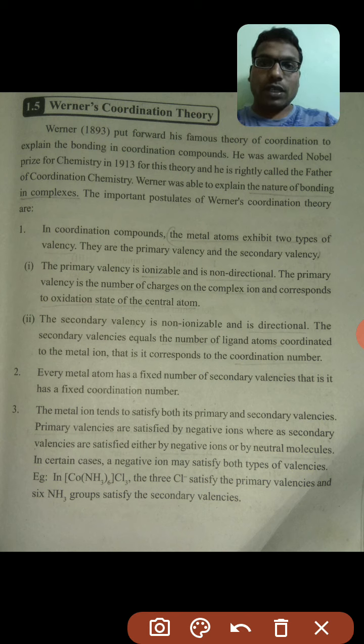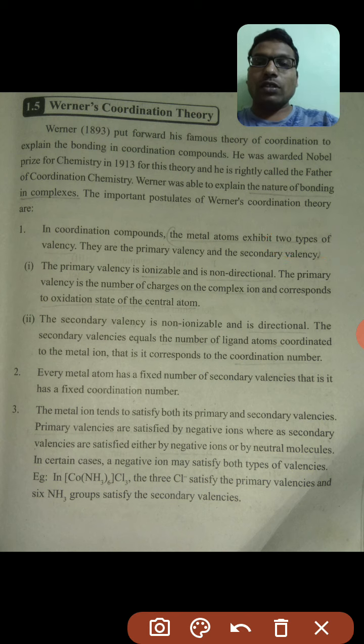Next we'll go for the secondary valency. The secondary valency is non-ionizable and directional. It has direction, that's why we call it directional. Generally, the secondary valency is equal to the number of ligand atoms, which corresponds to the coordination number. The secondary valency is represented with a thick line. So according to Werner, there are two types of valency, primary and secondary.